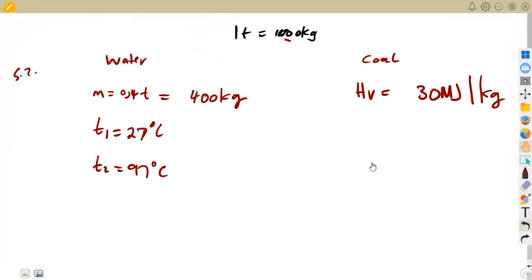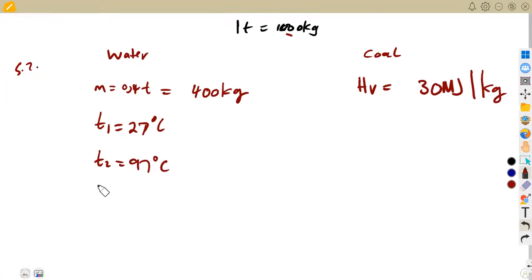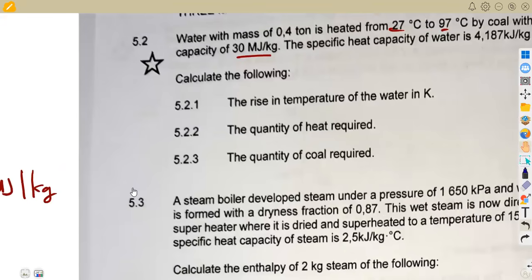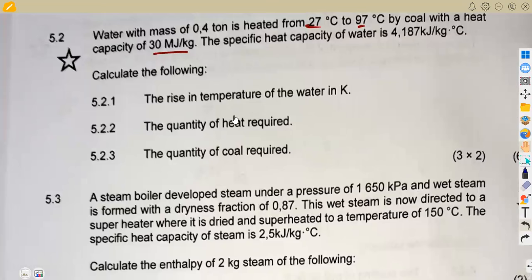So let us take the specific heat capacity of water, which is our C in this case, or you can just write it as specific heat capacity of water, which was 4,187, in kilojoule per kg degrees Celsius. Meaning wherever we use this specific heat capacity, we must have our temperature in degrees Celsius. That is what it means there. And also kilojoule, that's times 10 to the exponent of 3, because we must have joule, not kilojoules.